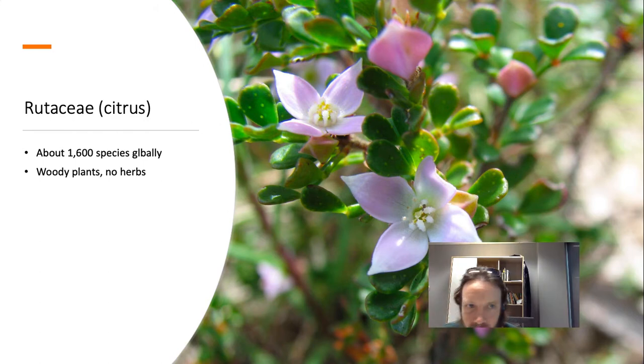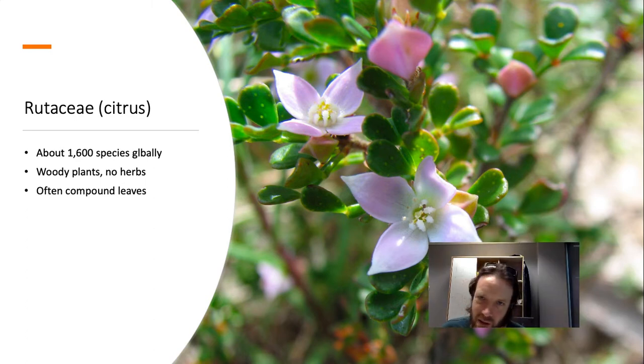Like Myrtaceae, it's just woody plants, so no herbaceous things. So we're in the category of woody plants, shrubs and trees, basically. Unlike Myrtaceae, often compound leaves. In the agricultural ones, they often have simple leaves, so lemons, limes, and things. But the wild ones and the native ones in Australia often have compound leaves. So that's a good trait to look for.